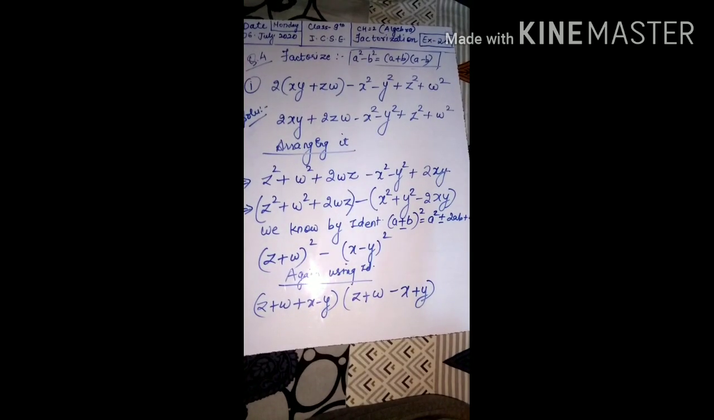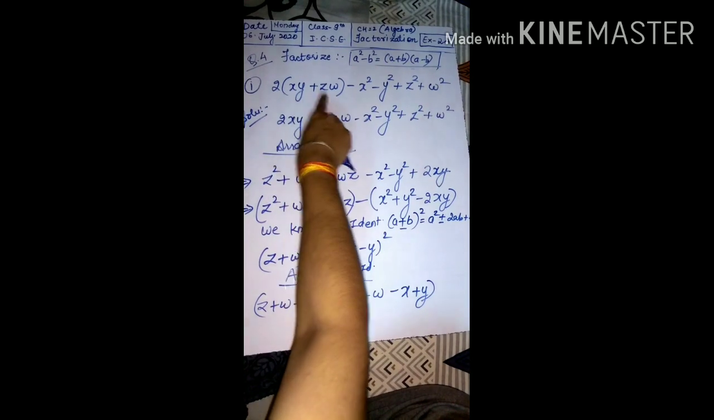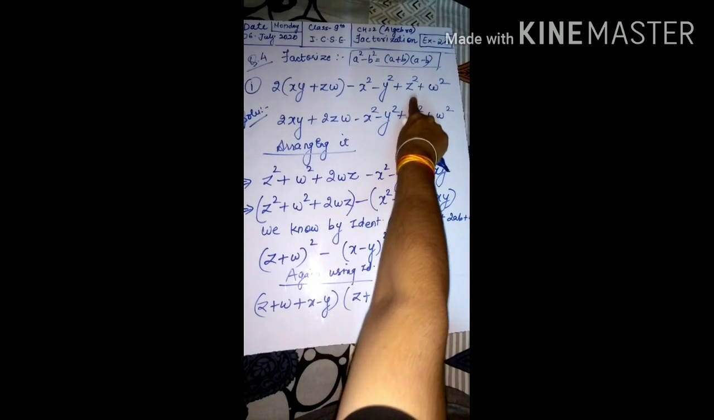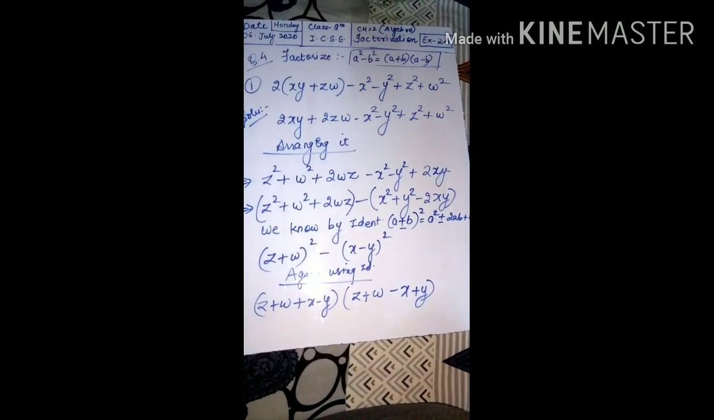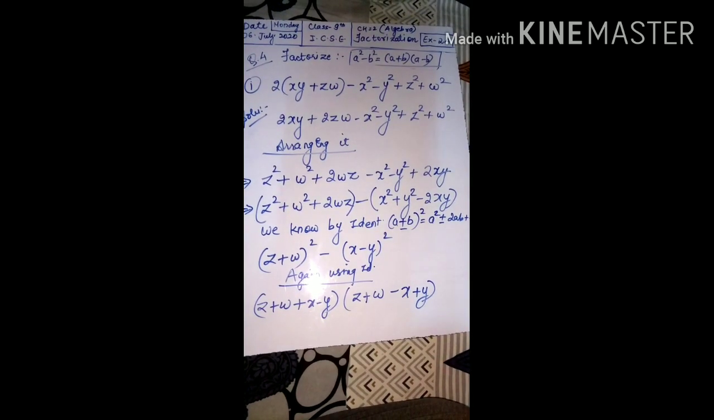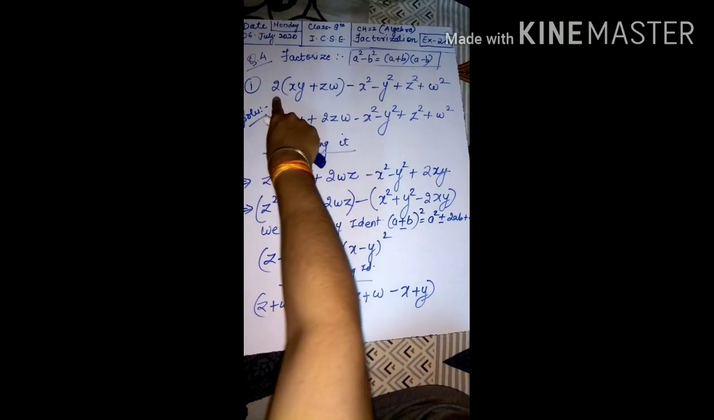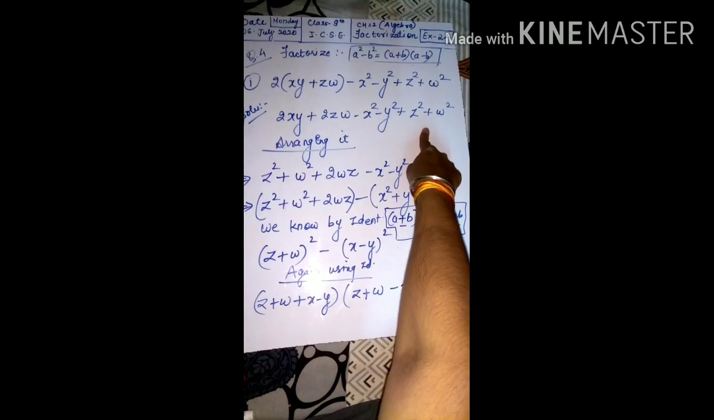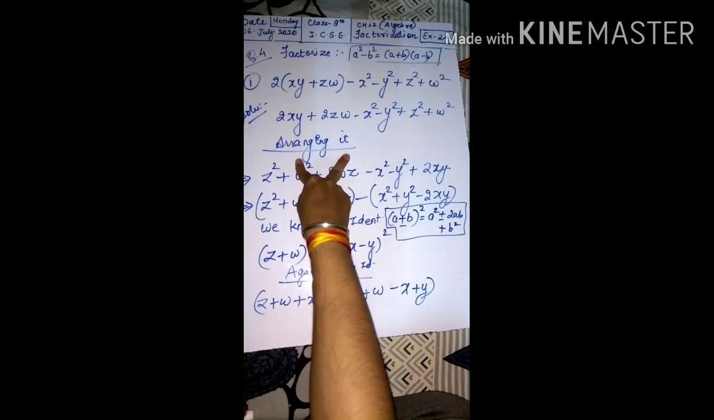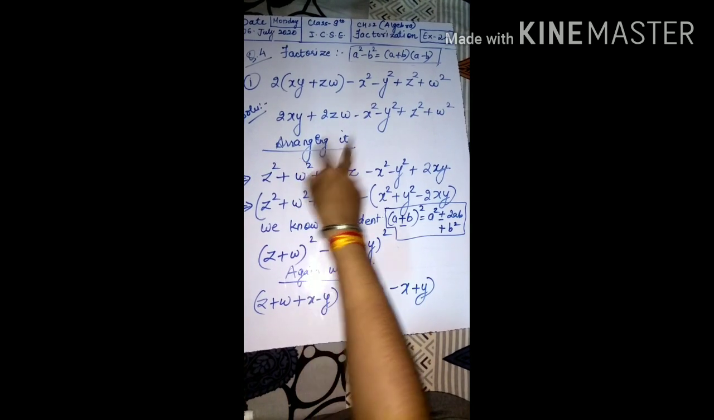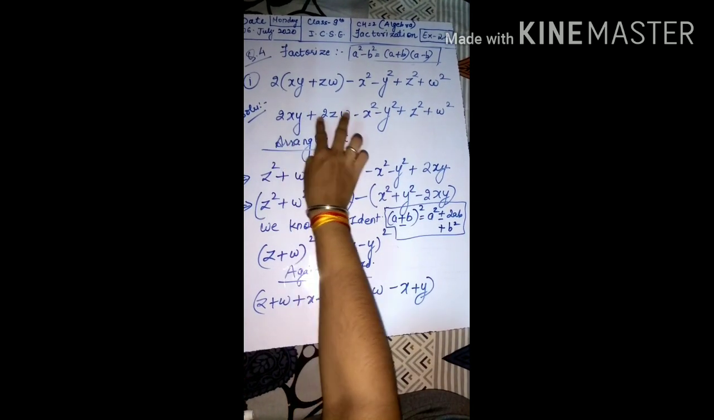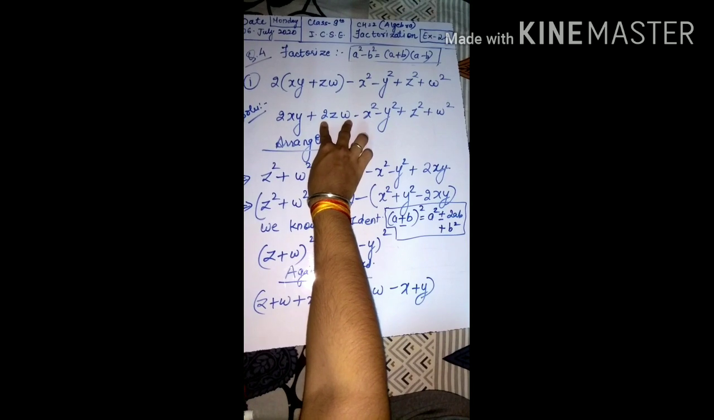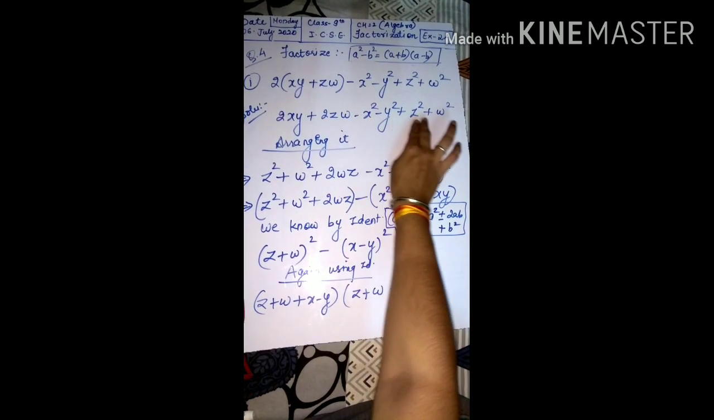Okay, let us come to the last question, question I: 2 times of xy plus yz minus x square minus y square plus z square plus w square. In this question, first of all, we have multiplied. So here is the step. Then we are arranging it. How are we arranging it? See, this is 2xy and this is 2zw, and we have x square, y square, z square, w square.